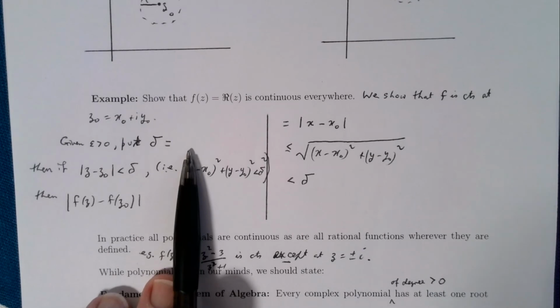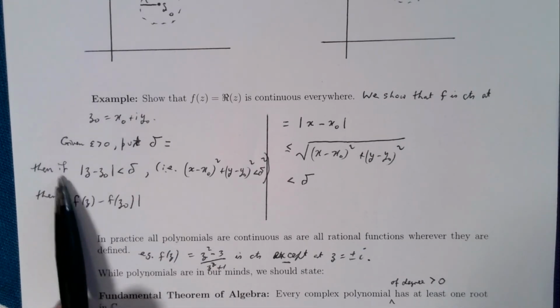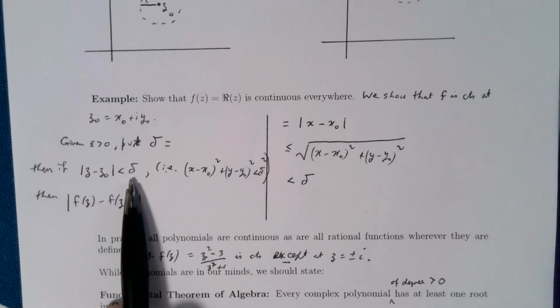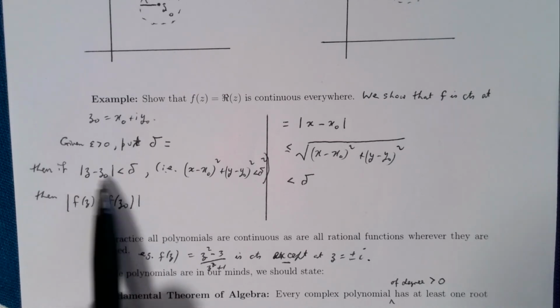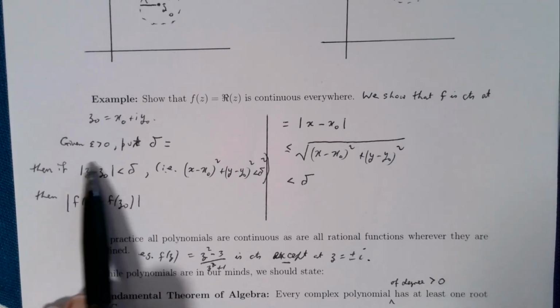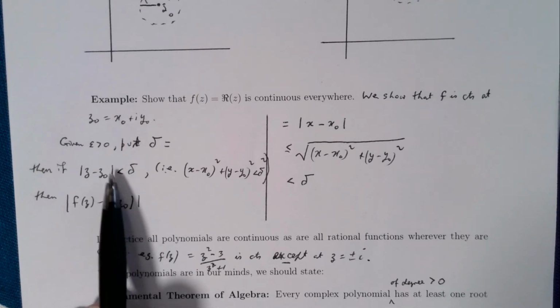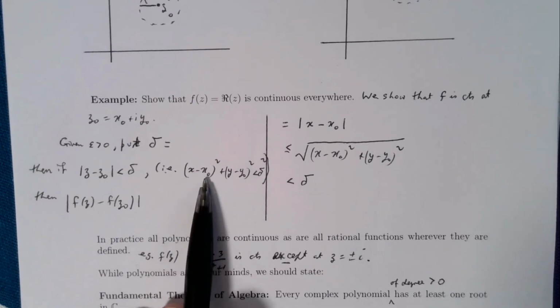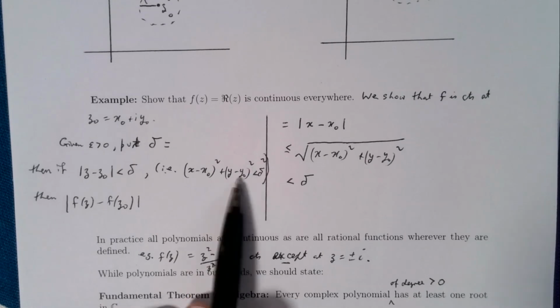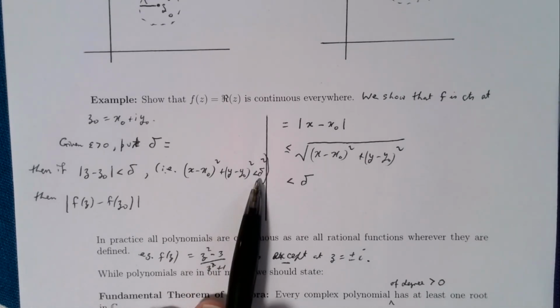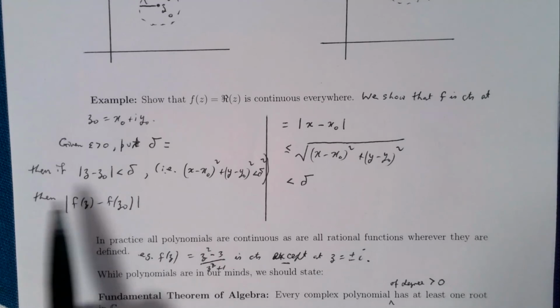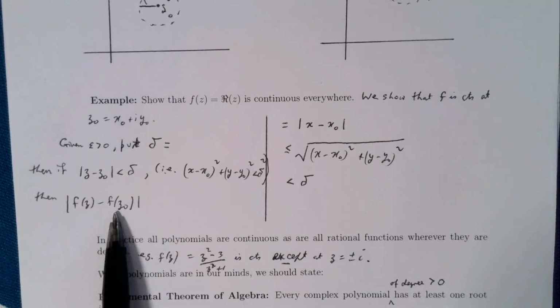Then the definition says that if z and z0 are within delta of each other, now think about what that means. You can square both sides of this because everything's positive, and I can write down explicitly what this is. I've got rid of the square root by squaring, so there's just x minus x0 squared plus y minus y0 squared is less than delta squared. So if that is true, then we want to show that f of z and f of z0 are within epsilon of each other. So I just simplify this.